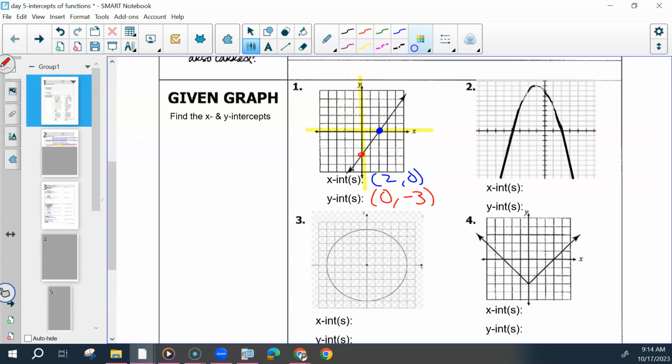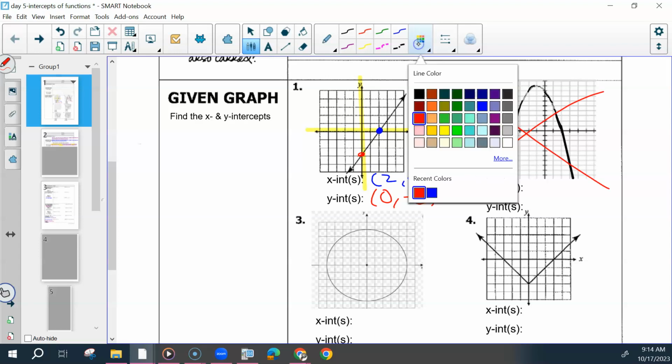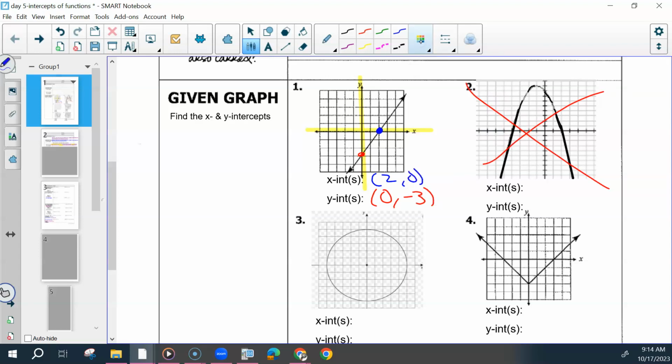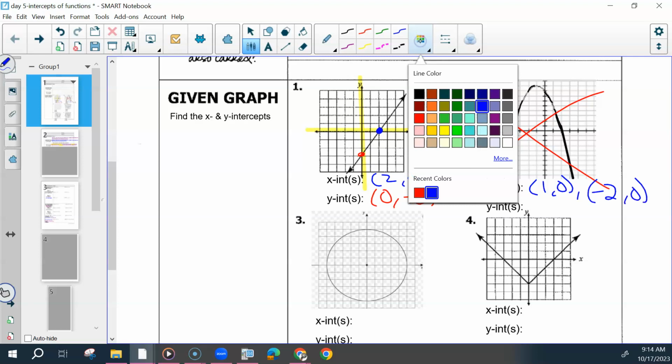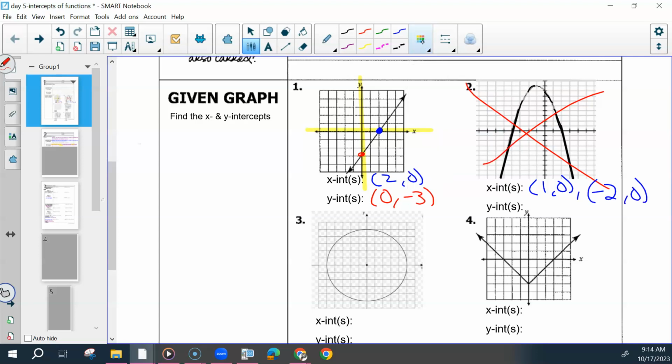Just find where the function crosses the x and y axis. So for your number 2, where does it cross the x-axis? There are 2 places. Give me one of them. 1. So that would be 1, 0. Where is the other? Negative 2. So negative 2, 0. The y-intercept is going to be like a decimal. You can make up this decimal. Where about does it cross the y-axis?